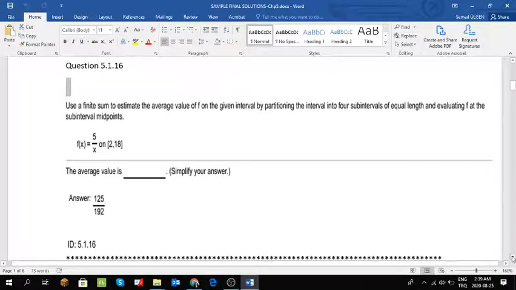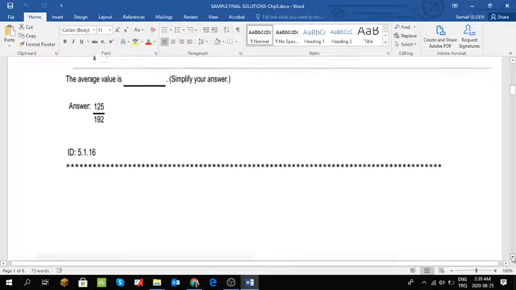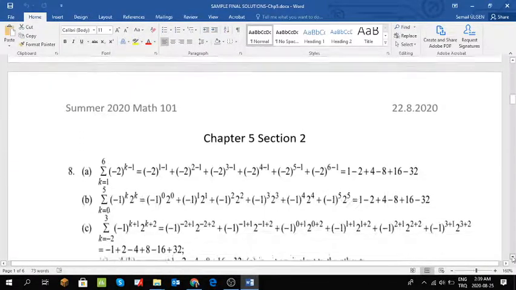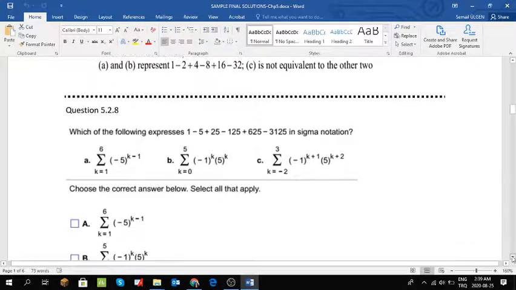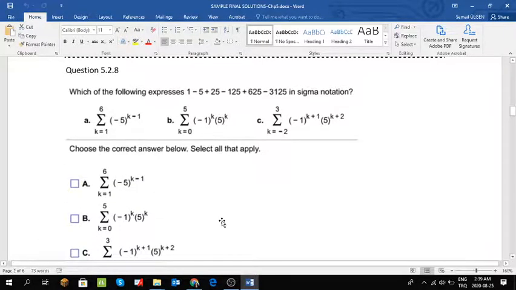Chapter 5, section 2, question 8. Which of the following expresses this in sigma notation? There are 6 terms, as you see, 1, 2, 3, 4, 5, 6, and we can just check each one separately. So the first one, A, let's put k is equal to 1. This is 0, the first term is 1, that's good.